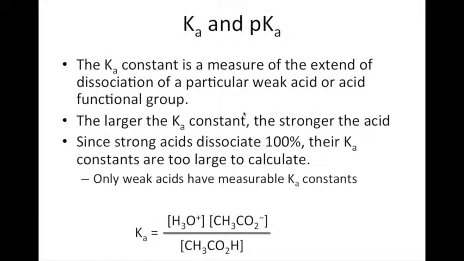So the Ka constant is a measure of the extent of dissociation of a particular weak acid or a molecule that has an acidic functional group. The larger the Ka constant, the stronger the acid, the more it dissociates. And as I mentioned before, strong acids dissociate 100%, so their Ka values are too large to calculate. So Ka values only apply to weak acids.